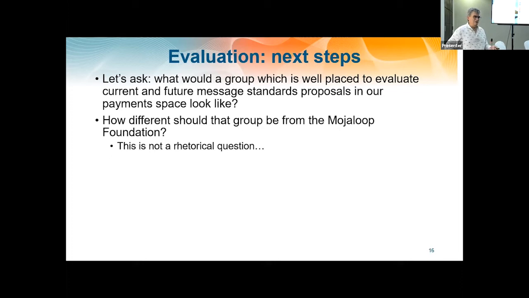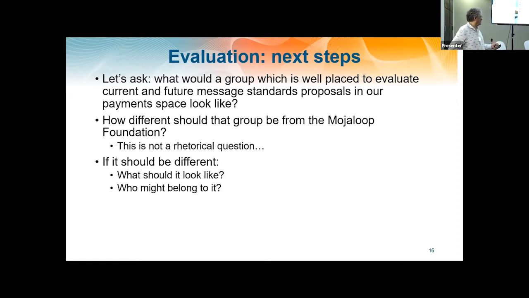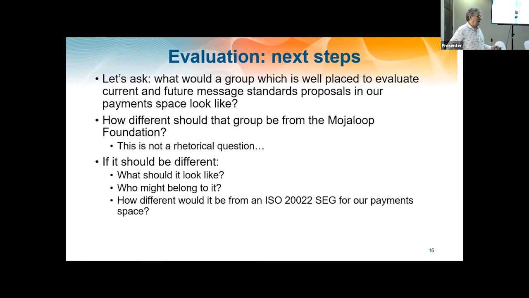But it's not a rhetorical question, because one of the things we don't want to do is for people to think that we are marking our own homework. We need to cast our net as widely as we possibly can, and get as many different kinds of people engaged in this process as we can. Now, if that group is going to be different, then we've got to answer questions like, what should it look like? Who might belong to it? And how different it would be from an ISO 20022 standards evaluation group for our payment space.